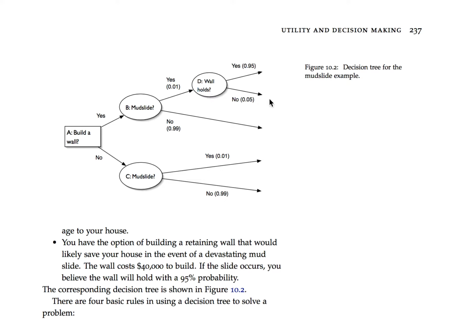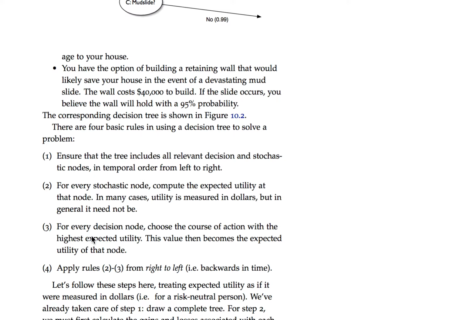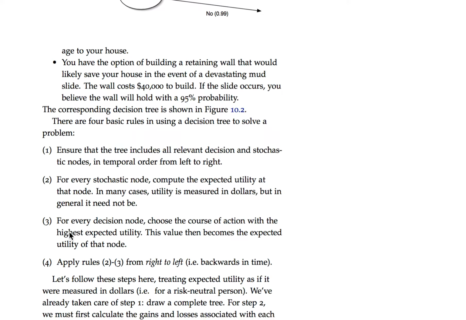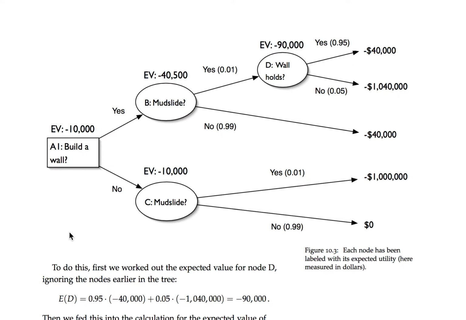All right, so I'm going to walk through just a couple of examples of how we apply the main rules here, which I've listed in the course packet, which are 2 and 3 here. For every stochastic node or random node, compute the expected utility at that node. And in this particular case, our utility will be measured in dollars, although in general it doesn't have to be. And then 3, for every decision node, pick the course of action with the highest expected utility. And so the diagram on page 238 has a little bit more zoomed in example with some of these expected values filled in.